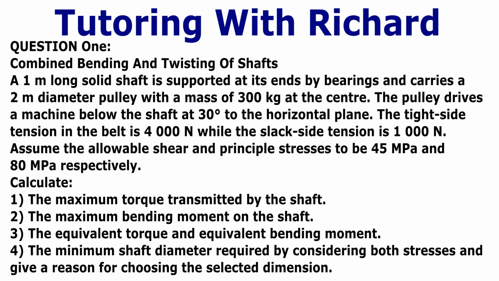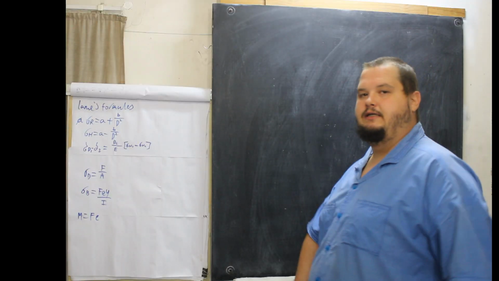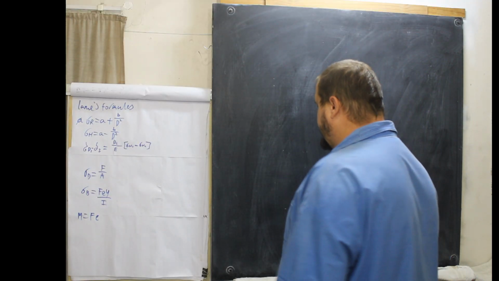What we want is to calculate, number 1, the maximum torque transmitted by the shaft. Number 2, the maximum bending moment on the shaft. And 3, the equivalent torque and equivalent bending moment. And finally, the minimum shaft diameter required by considering both stresses, and give a reason for choosing the selected dimension. First things first, we need to calculate our maximum torque.